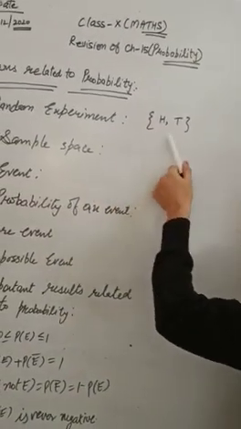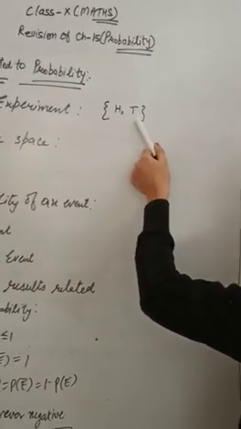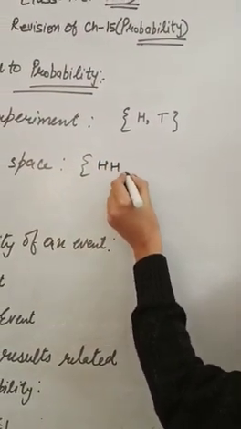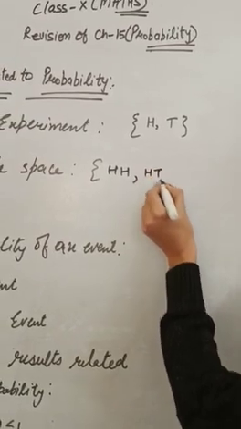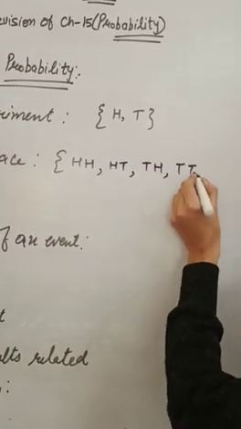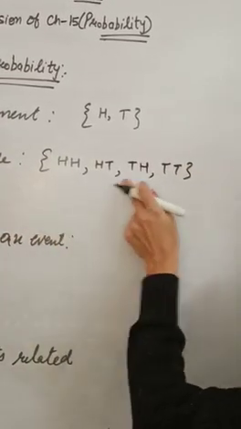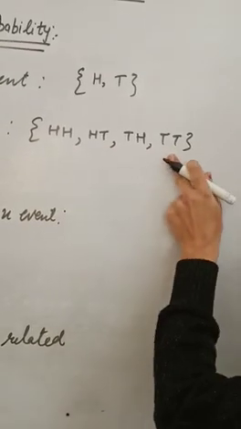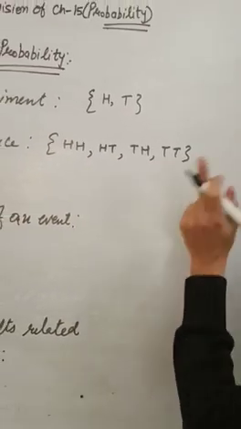Sample space. If we are tossing two coins, then there can be both heads, or first head and second tail, or first tail and second head, or both tails. So this is the total sample space, the total outcomes. We can write here the total outcomes, all of them, that is the sample space.